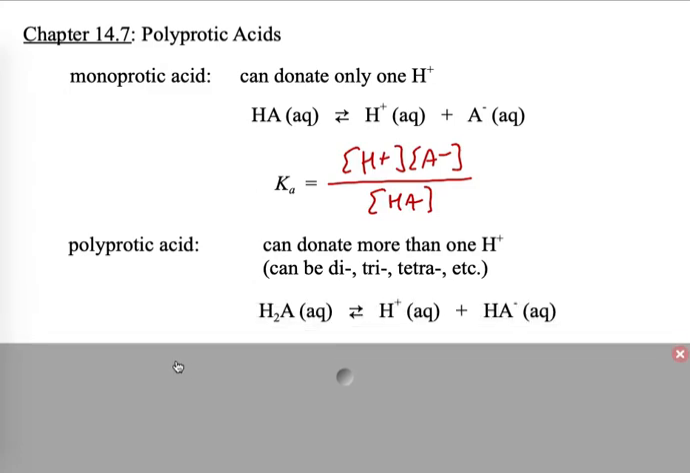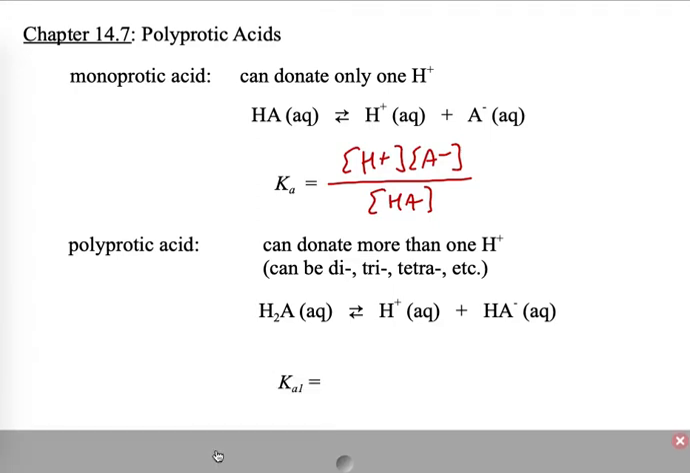I'll represent a diprotic acid as H2A, and here it shows it in equilibrium with a hydrogen ion and HA minus. HA minus is the conjugate base of H2A. Notice again, the charge on the conjugate base is 1 less than the charge on the acid because it has lost hydrogen as the hydrogen ion H plus. And I can write the equilibrium expression for the first ionization of this diprotic acid as the concentration of H plus times the concentration of HA minus divided by the concentration of H2A.